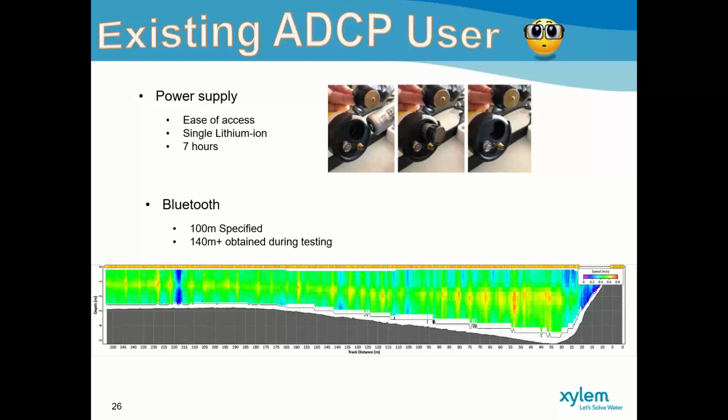So ease of access is key. It's one cap that needs to be removed. It's a single lithium battery, and it has a lifespan of about 7 hours of continuous measurement. And that makes a big impact, because you can just imagine for yourself that 7 hours of battery life will cover your entire day of measurements.